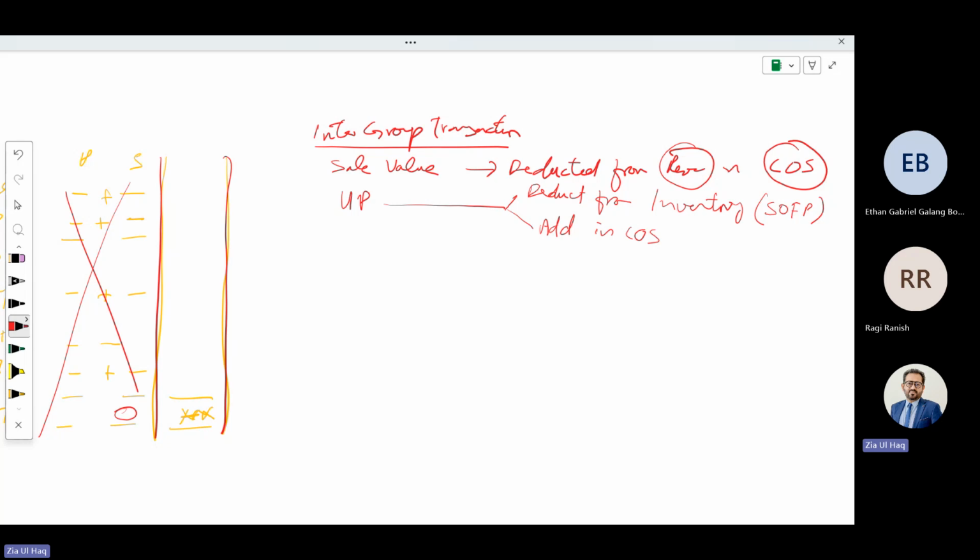Because this needs to be adjusted where? In closing inventory. Instead of deducting, why are we adding? Because we reduce closing inventory, we deduct the closing inventory from cost of sale. So either we need to calculate cost of sale, but if there is no information, we'll simply add back this cost of sale and automatically the effect will be reduced from closing inventory. So for intergroup transactions, the sales value and cost of sale value should be deducted by the same amount, and unrealized profit we need to add with cost of sale.